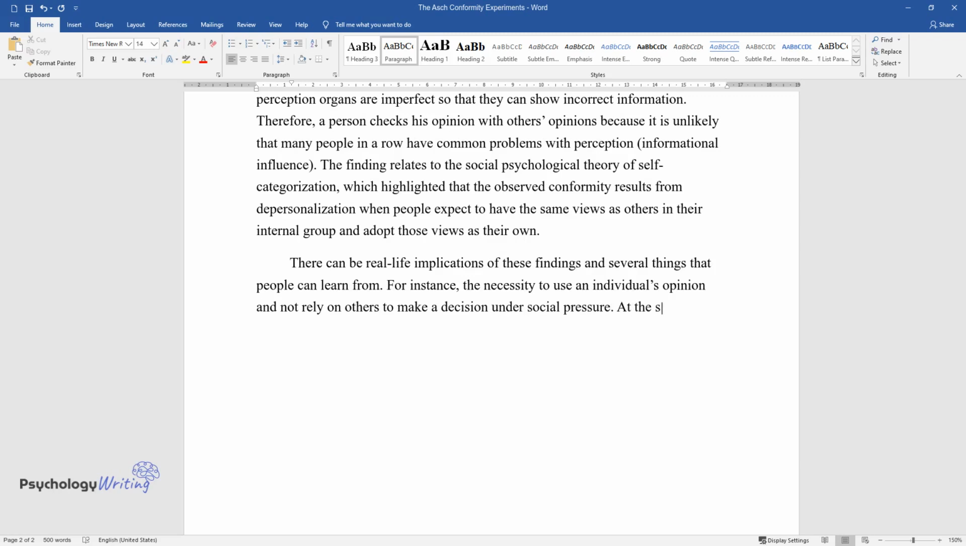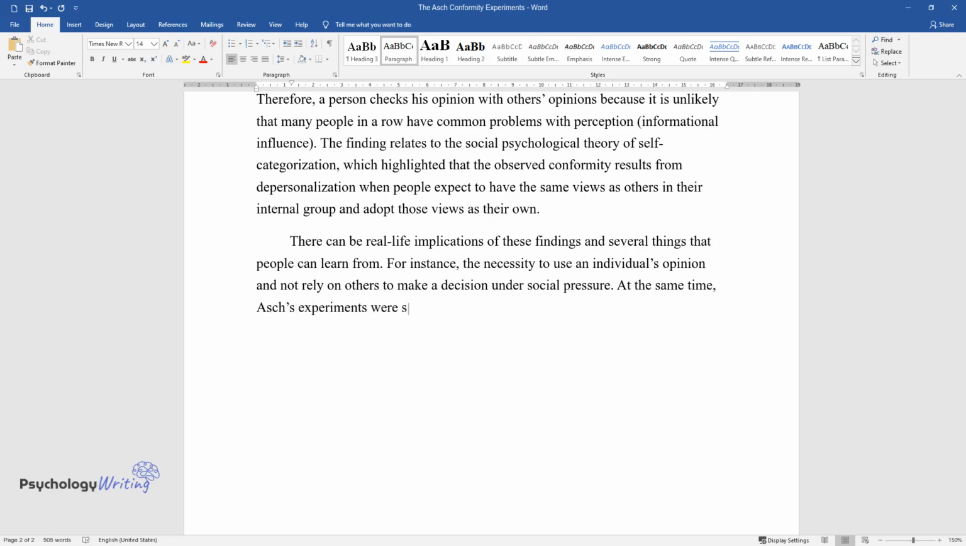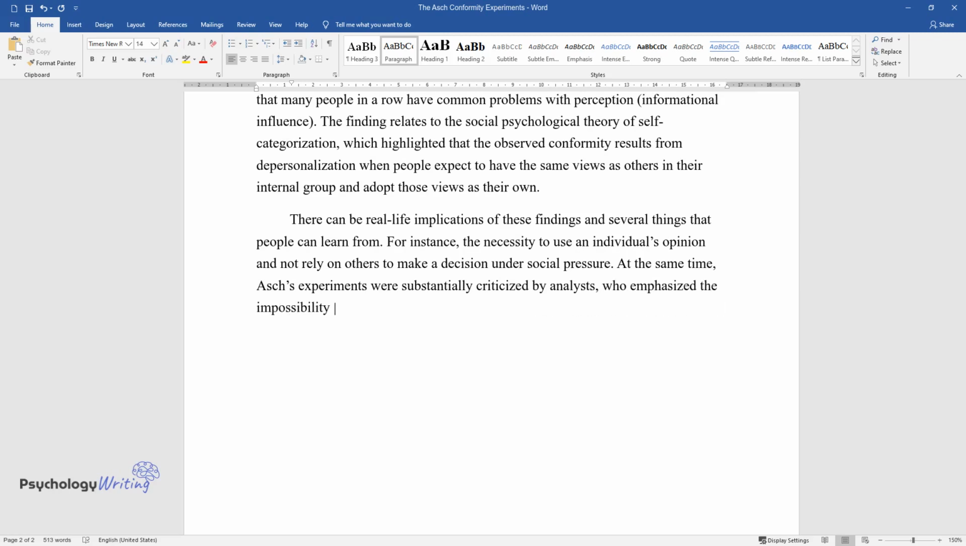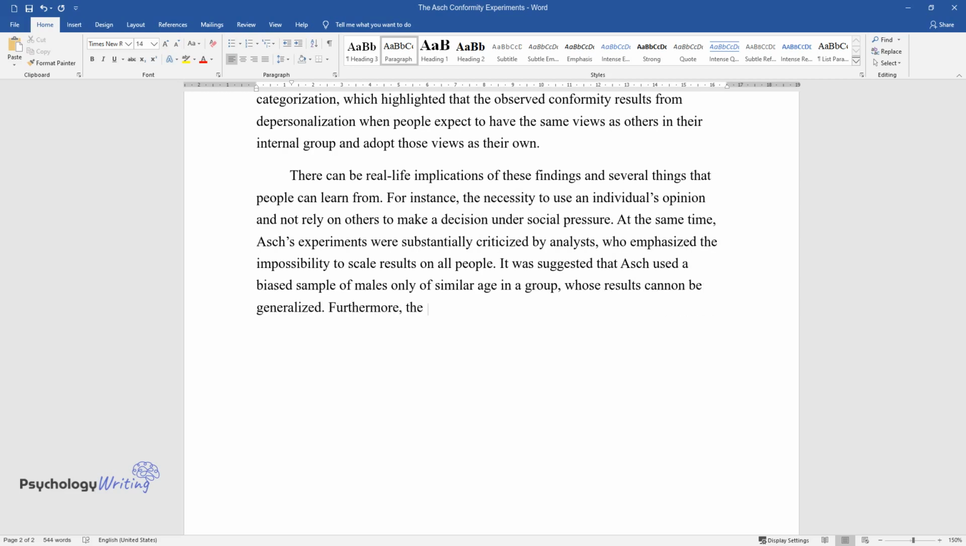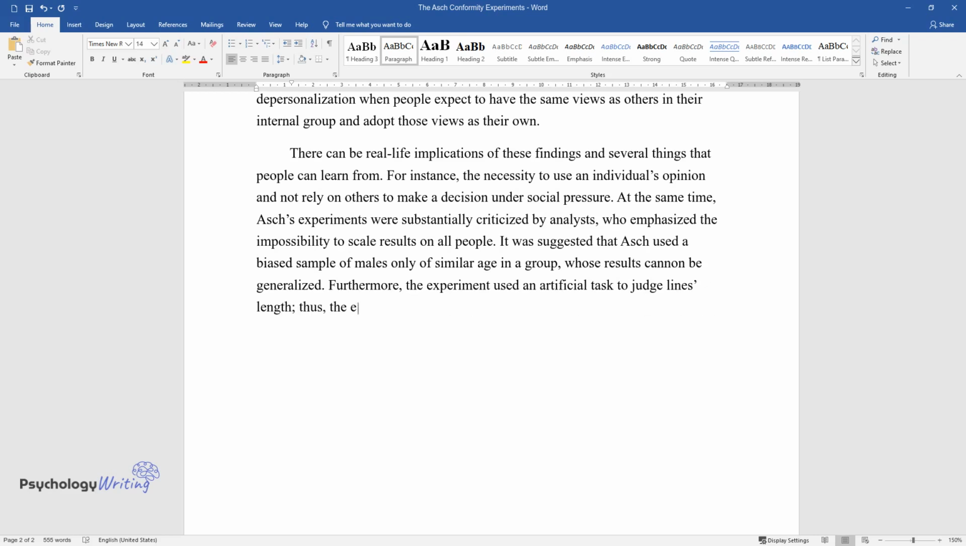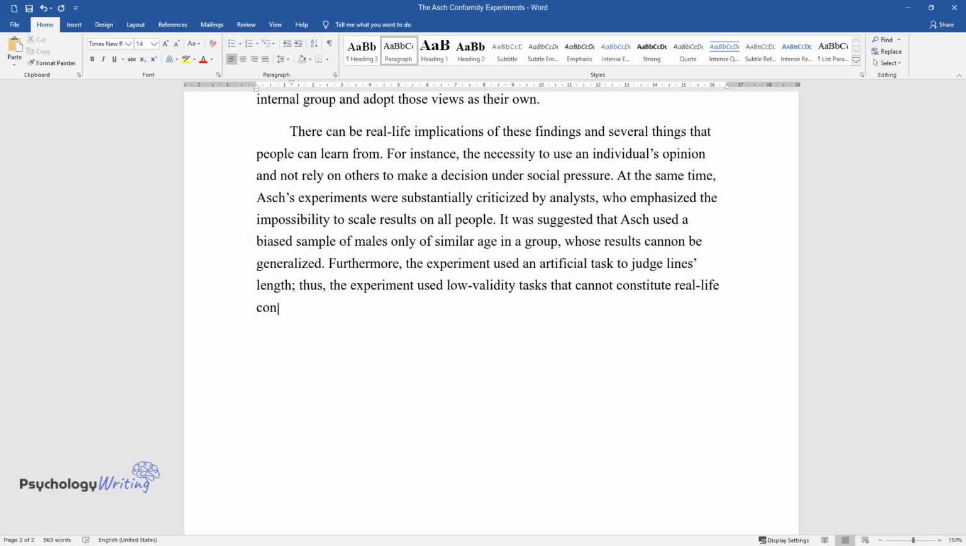pressure. At the same time, Asch's experiments were substantially criticized by analysts, who emphasized the impossibility to scale results on all people. It was suggested that Asch used a biased sample of males only of similar age in a group, whose results cannot be generalized. Furthermore, the experiment used an artificial task to judge lines' length. Thus, the experiment used low-validity tasks that cannot constitute real-life conformity situations.